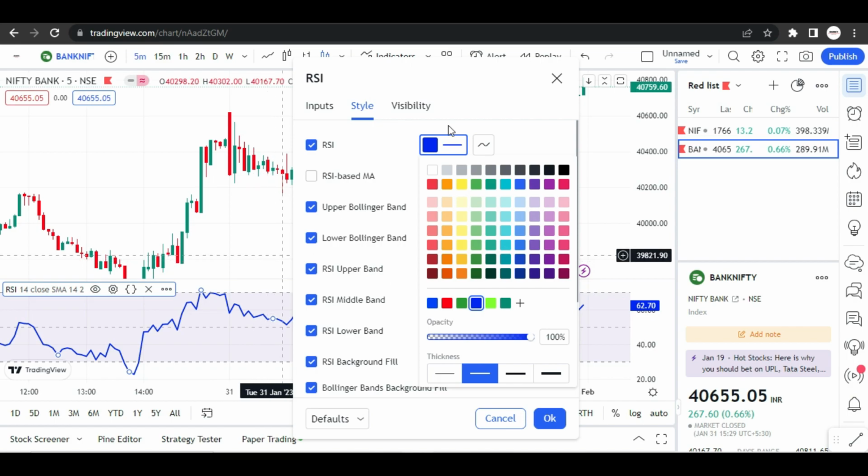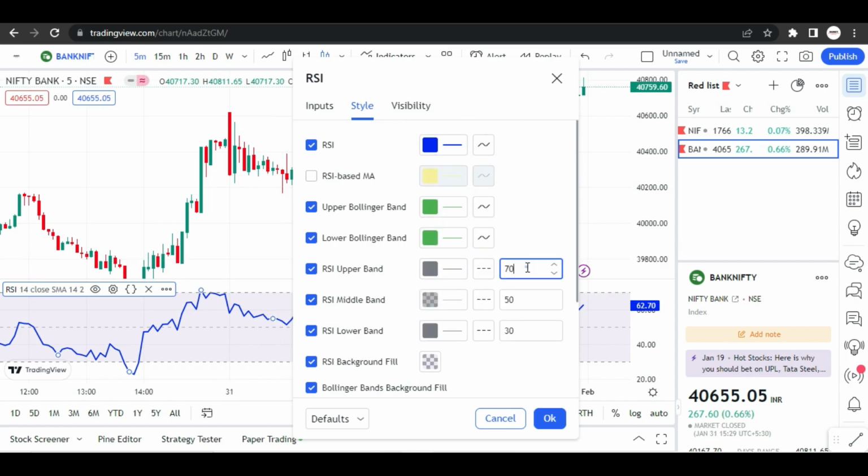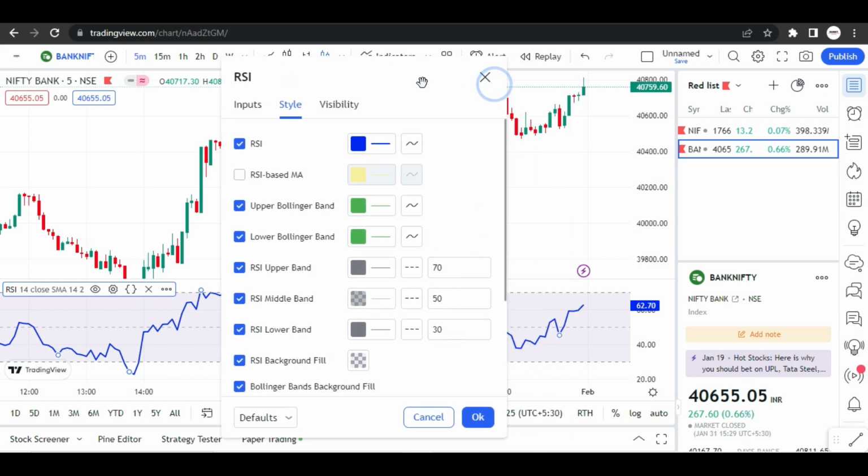Now these are the default settings. This is the 50 line, and on the top it is showing you 70 and 30. These are the default settings for the RSI calculations. What we are going to do is make this 60, and here we are going to make it 40.